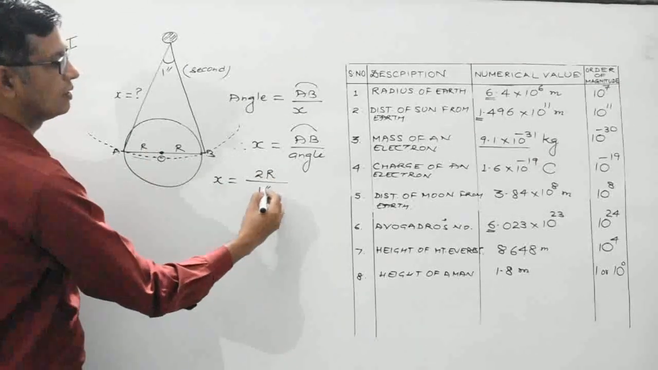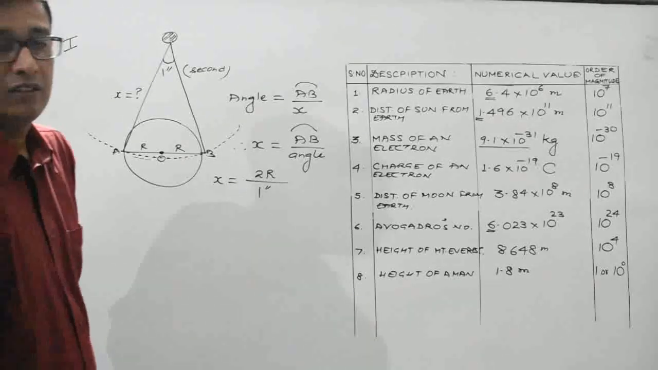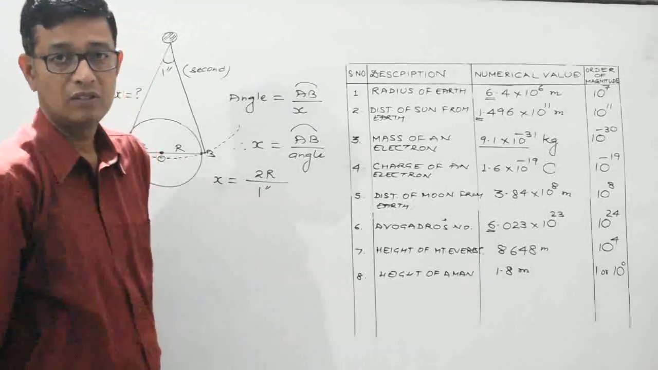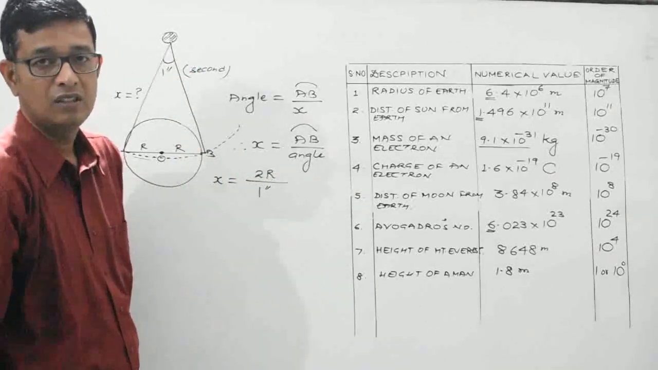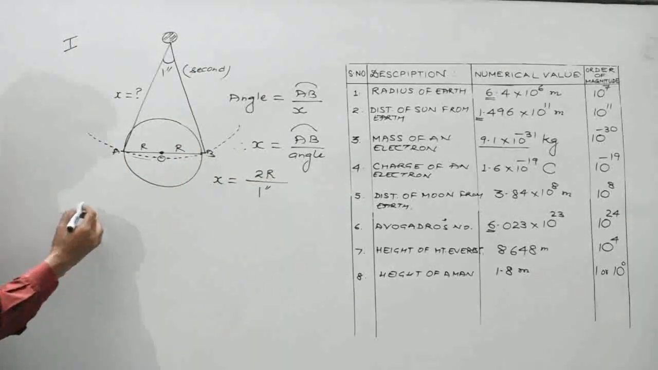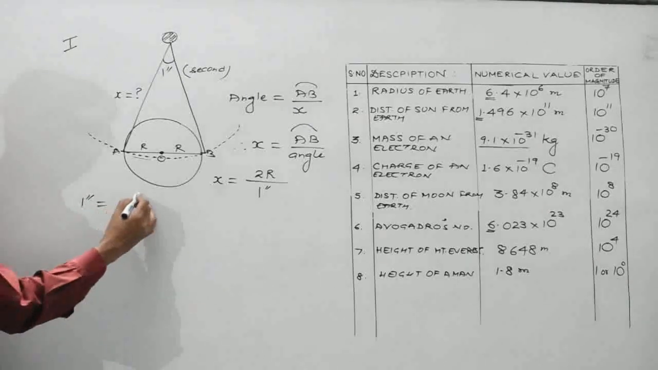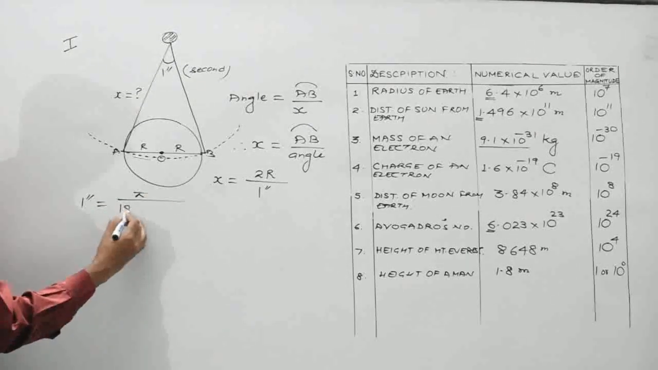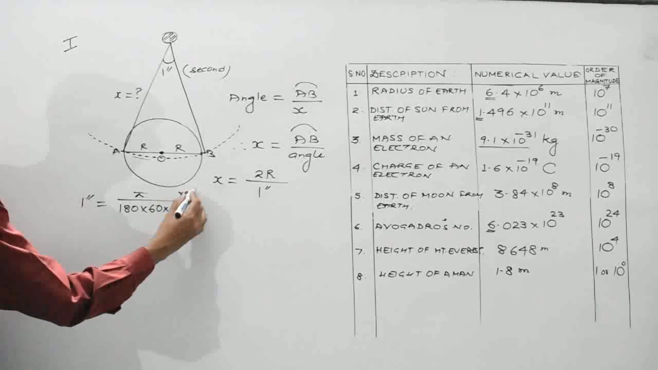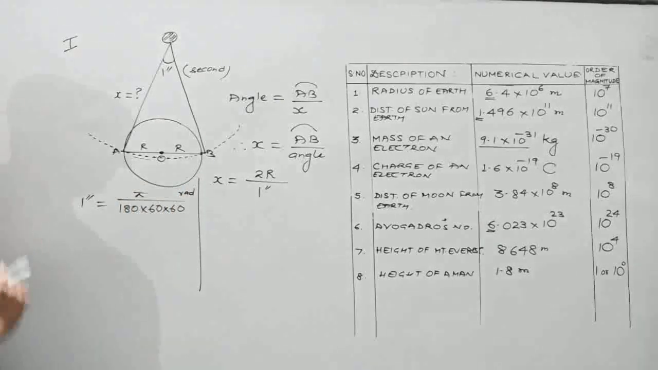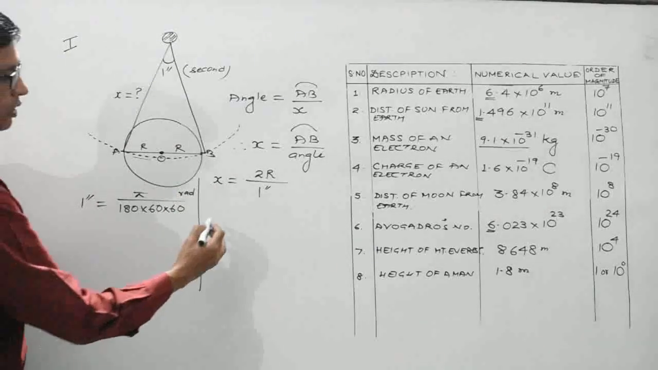Angle is 1 second. Now we need to convert it into SI so as to get the value of distance of this heavenly body in meters. I have told you this: 1 second is equal to pi by 180 into 60 into 60 radian. This we have already discussed. Right? So let's substitute the value and we can get the result.